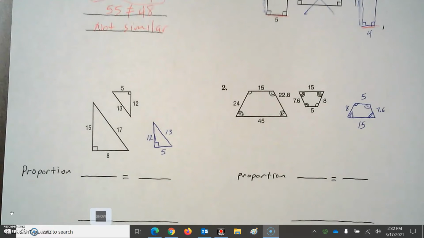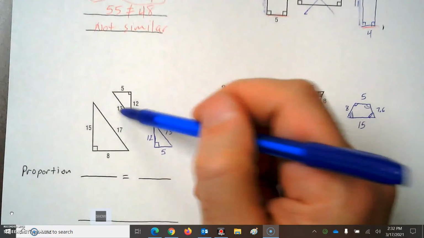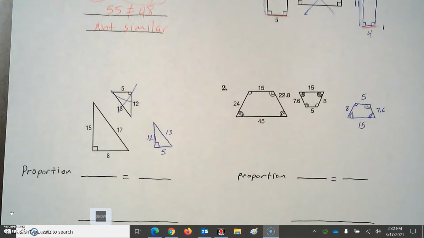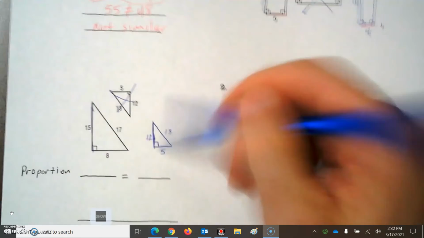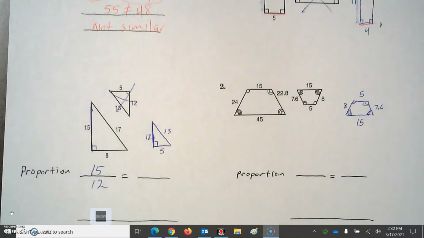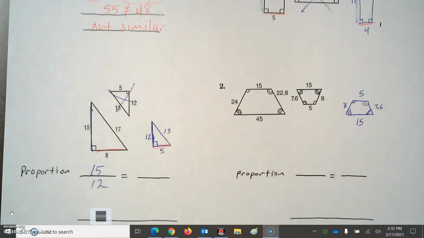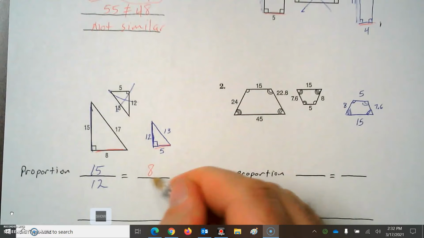If I can show you, there we go. So I already redrew the triangle, so it's sitting the same way. That's really important. So I'm going to cross that one out. So you have three choices here. You can go 15/12. I usually start with left side over left side. And I'll just use the bottom of the triangle, the base 8/5 here.